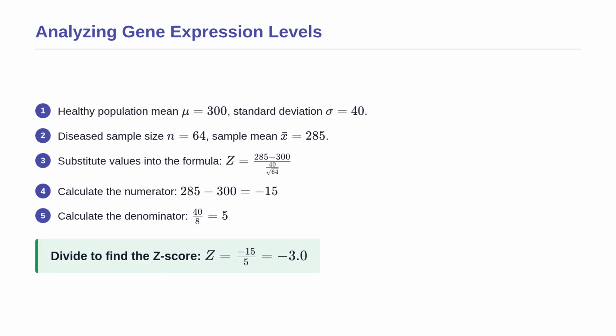We plug our values into the formula. The numerator evaluates to -15, showing the sample mean is lower than the population mean. The square root of 64 is 8, so our standard error is 40 divided by 8, which is 5. Dividing -15 by 5 yields a final z-score of -3.0.